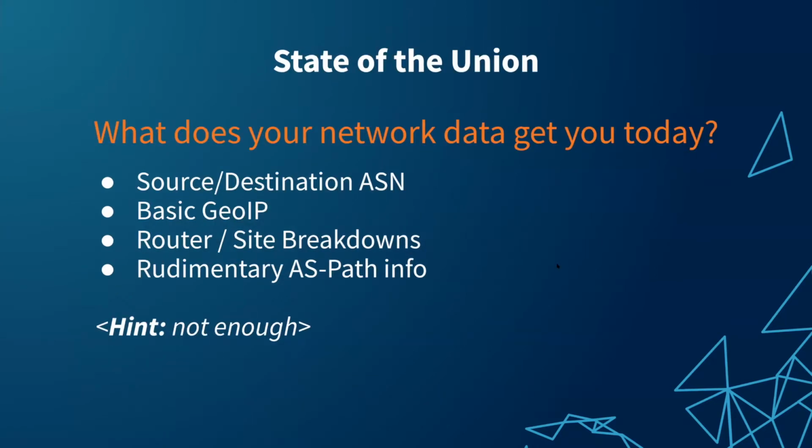And so what does your network data get you today for you to do that interconnection analysis job? You get some amount of source and destination ASN, some GeoIP, maybe if you're lucky router breakdowns, some AS path information, but that's about it. And what I'm hinting at right now is that it's clearly not enough given the changing landscape, and I'll talk a bit more about the changing landscape.